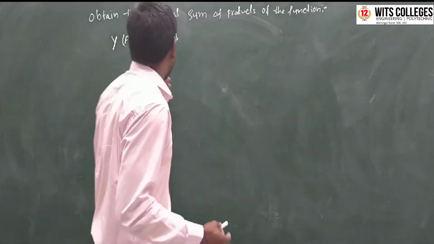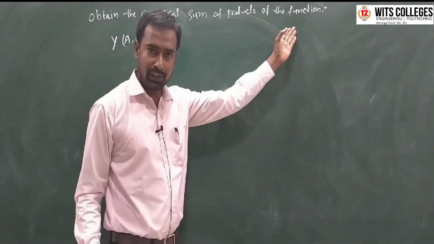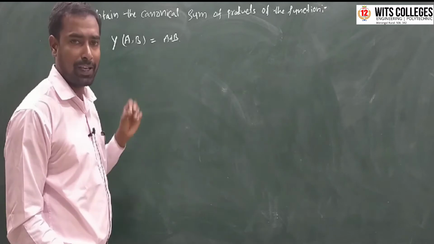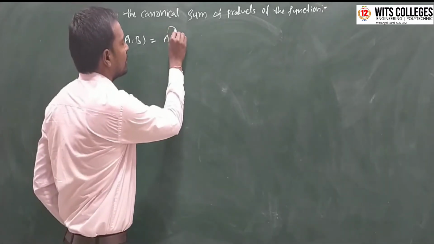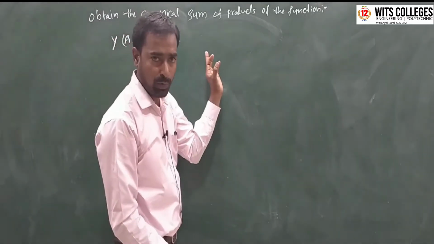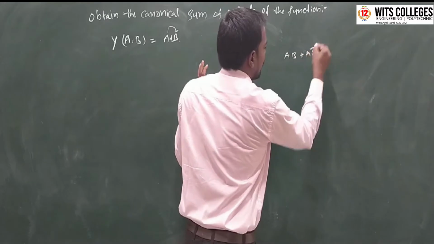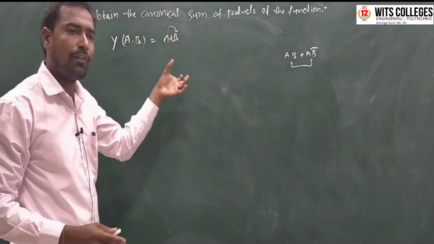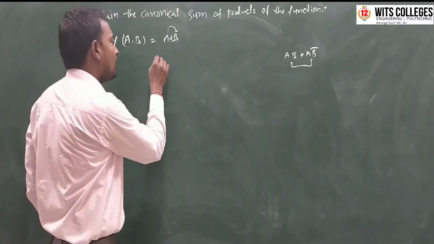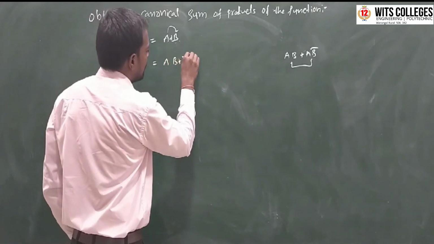Next we will discuss a problem, that is, obtain the canonical sum of products of the function y of a comma b is equal to a plus b. Here we have two terms, and we have to find the sum of products. The sum of products should be like a into b plus a into b bar. So we have to get that in the form of products, and here we have it in the form of sum. So we have to add, that is a into b plus b bar.